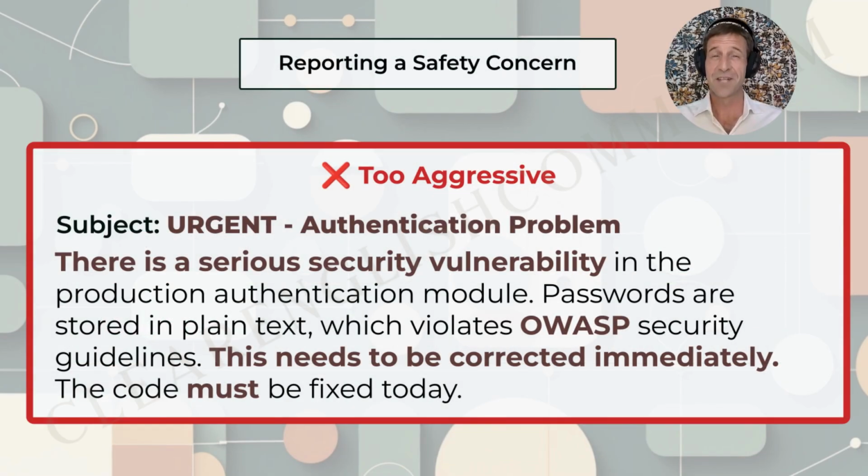This is an email that doesn't work well. Starting with "urgent" in the subject line creates panic and defensiveness before they even open it. "Serious security vulnerability" sounds accusatory. OWASP means nothing to non-developers, including me. "Needs to be corrected immediately" and "must be fixed today" are demands, not requests. No explanation, no help offered, just blame and urgency.